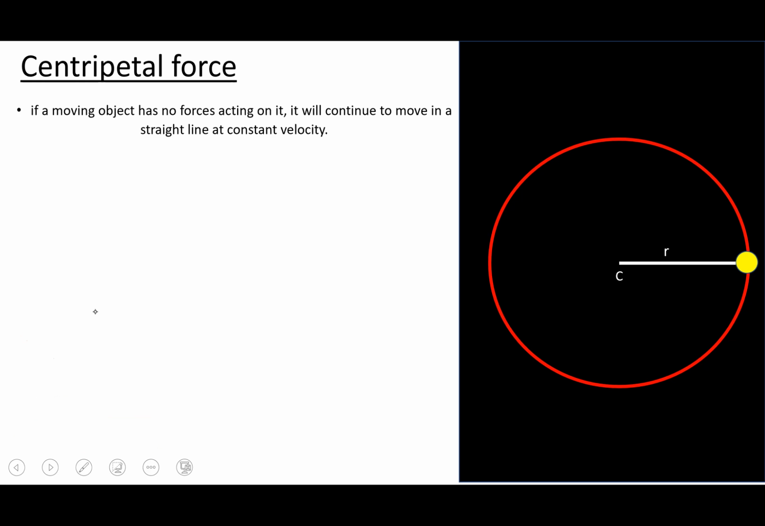Now, if the body is moving in a circular motion, then this is the necessary condition that it must have a radius r, which is over here, and it compels the body to move in a circular motion, and r remains constant. This r represents the radius, and the body must revolve around a certain point, which is C.